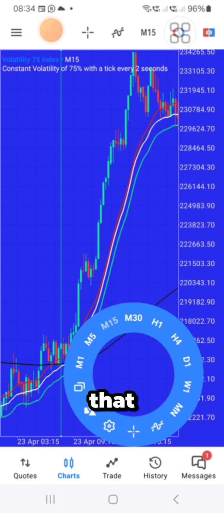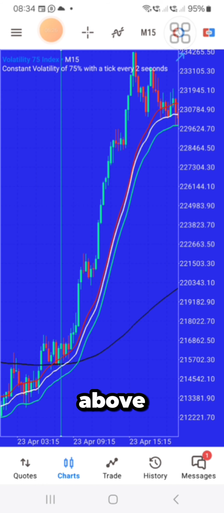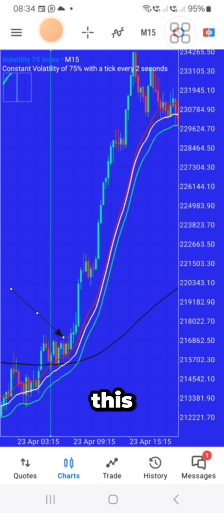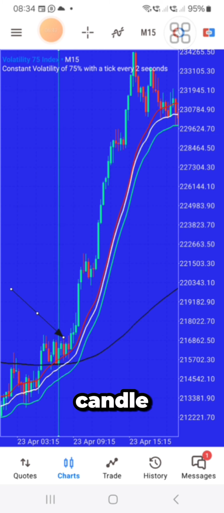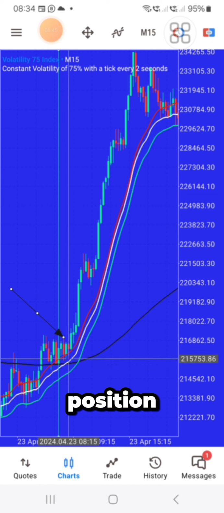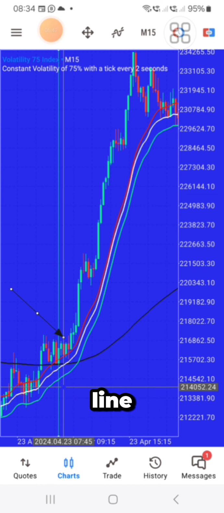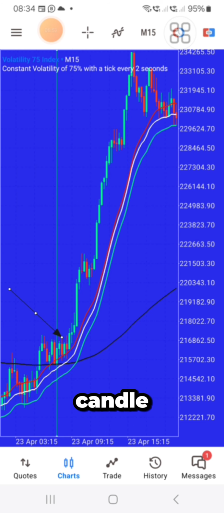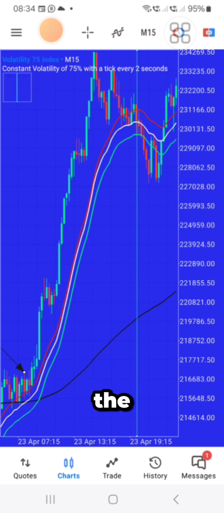So the first condition is that we want to see the candles above the black line. The black line is indicating our long-term trend. So we wait now for a candle to close above the red line. When that happens, we then execute. For example, at this particular level, we have a candle closing above the red line. When that happens, we open our position and our stop loss is below the lime green line. As simple as this. Then we hold the trade until a candle closes below the lime.